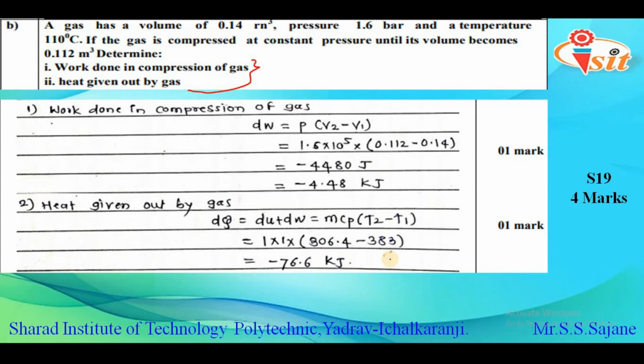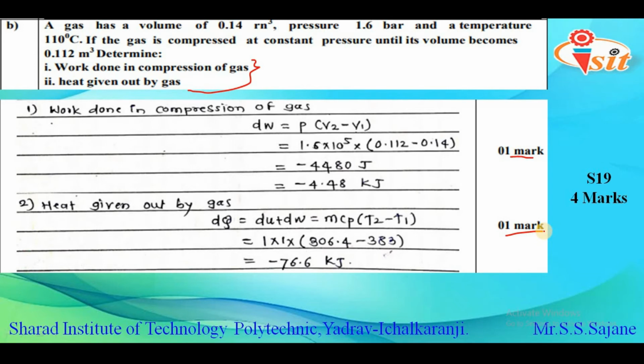And if you look at the mark distribution, then for calculation of work done, you will be getting 1 mark. For heat transfer, you will get 1 mark. And earlier we have calculated the value of T2, so for that purpose you might get 1 mark. And for conversion process or representing the process on PVTS diagram, you will be getting 1 mark. So in this way, the 4 marks question is distributed.